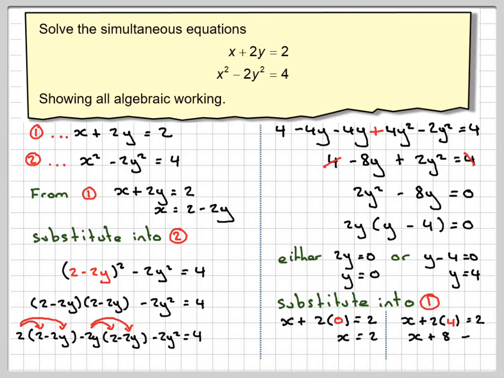So we're going to have x plus 8 is equal to 2. x is going to be equal to minus 6. So the solutions are x is minus 6, y is 4, or x is equal to 2, y is equal to 0, i.e. the line will cut the curve in two places.